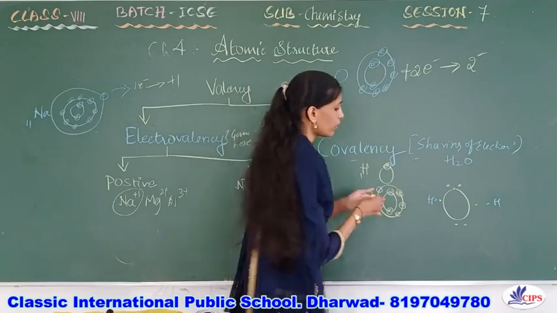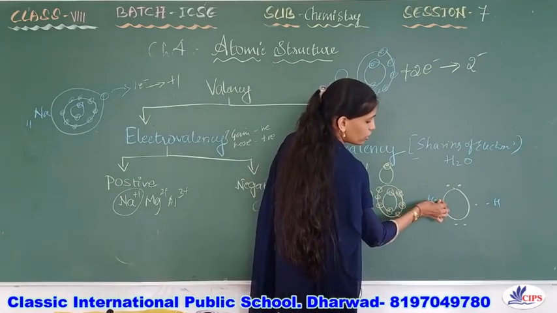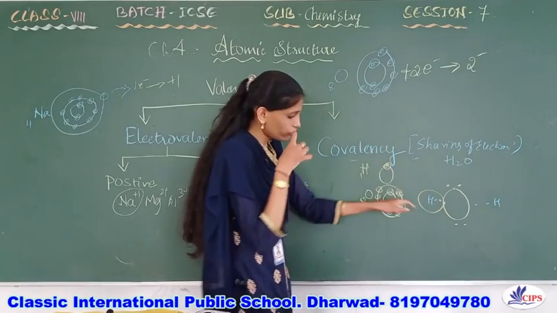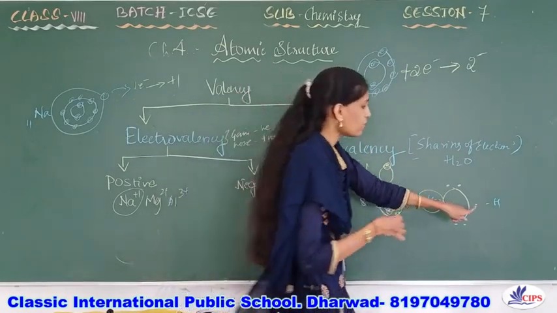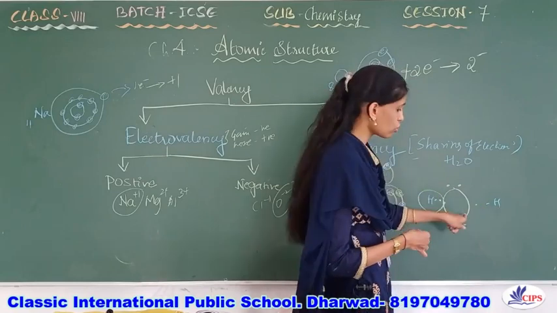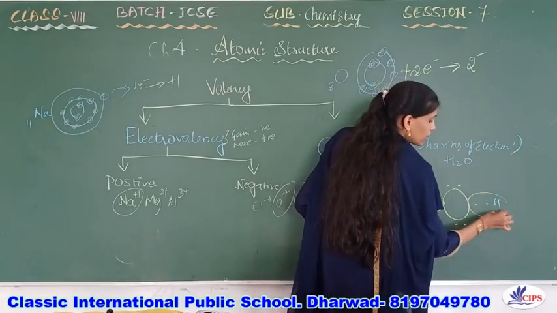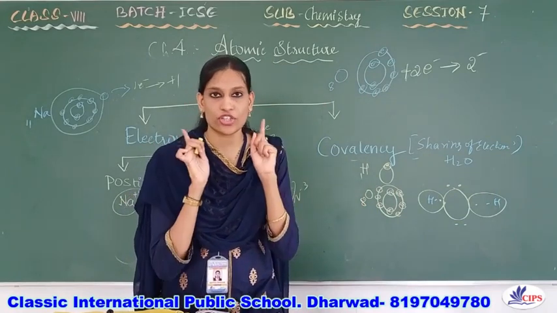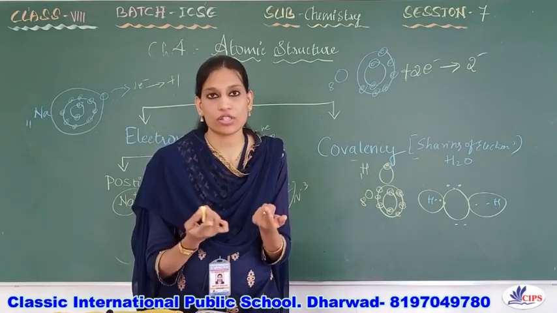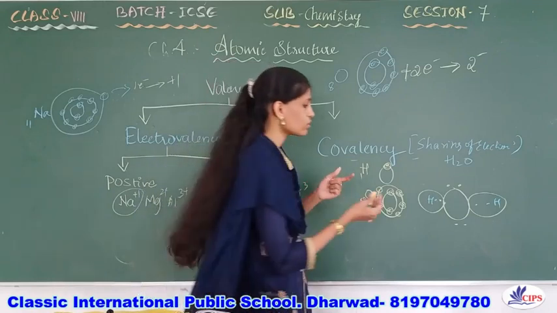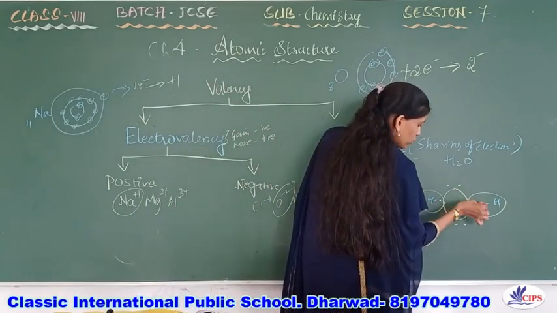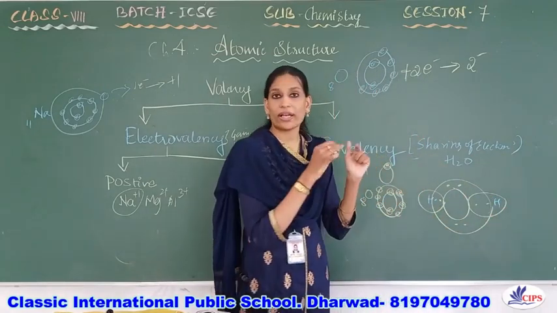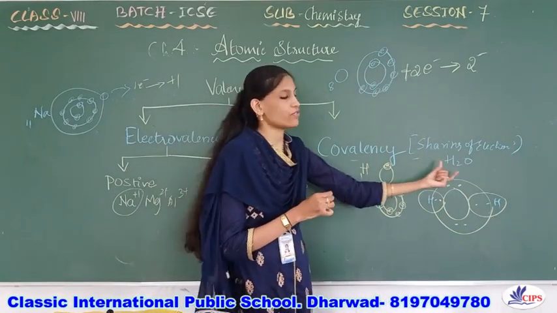So this way, if hydrogen shares one electron with oxygen, the hydrogen shell becomes stable. Similarly, if this hydrogen atom also shares its one electron, then this atom will become stable. If both hydrogens have shared one electron, then this oxygen also needs 2 electrons. Therefore, this oxygen also becomes stable due to covalency. This is how water has formed.